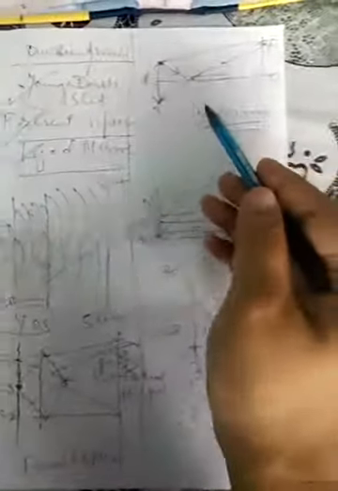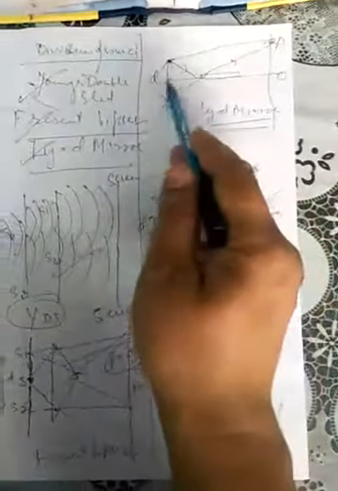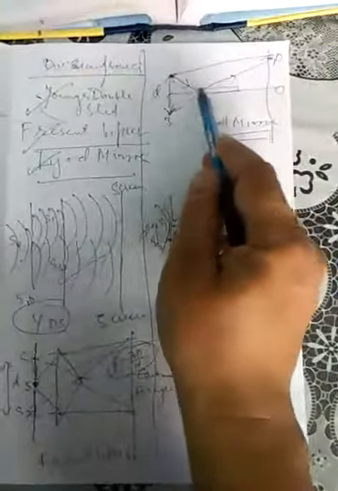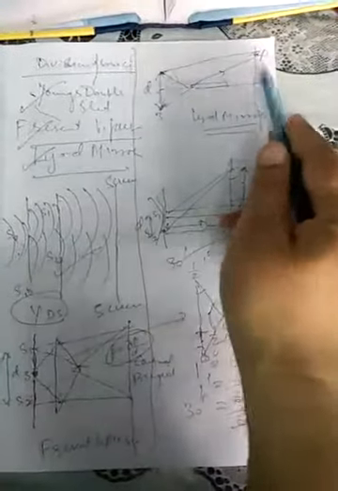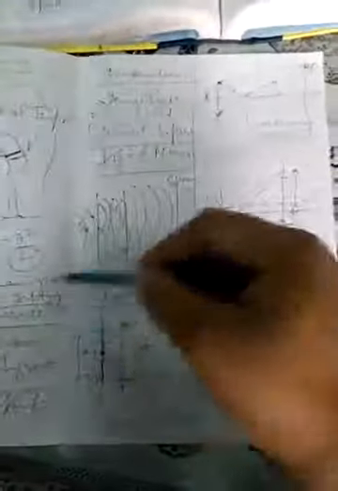Then the third part, which is again not part of the syllabus, is Lloyd's mirror. Again here we are splitting this source into two different sources, where a single plate is exposed with the help of light, and the interference pattern is obtained at the point P. So all these three use the division of a source.